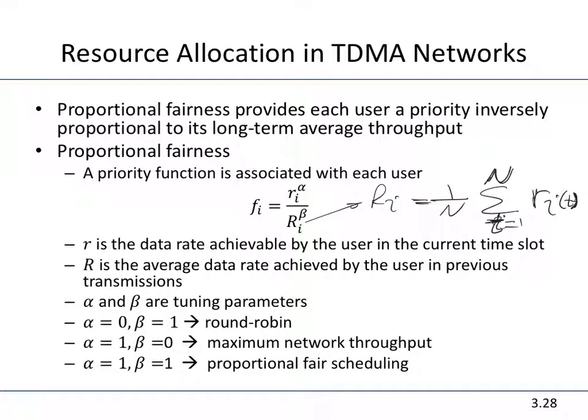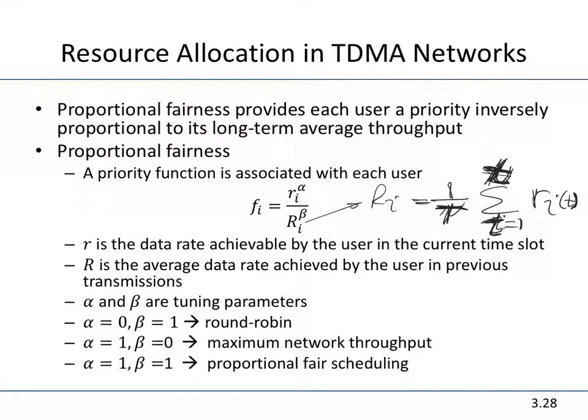Or we can say capital RI equals 1 over t, starting from the beginning, so this is small t from 1 to capital T, where capital T is the current time. The current or the previous? The previous one, right away.